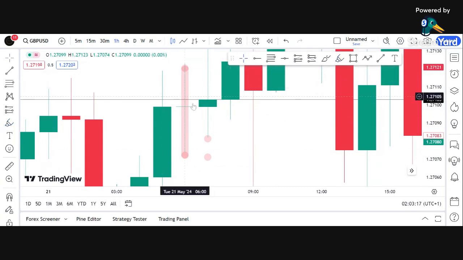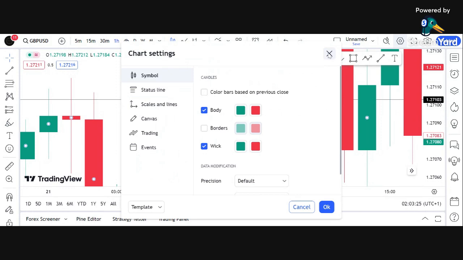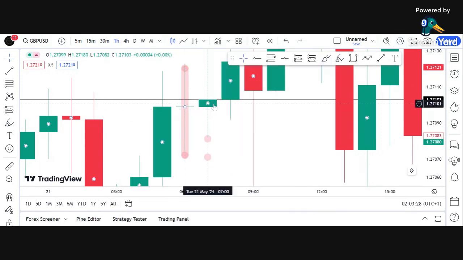You can see where it closes is also the same point where it opens. So the opening point is also the same as the closing point. So we have a neutral candle. It is not saying anything. It is showing indecision in the market.